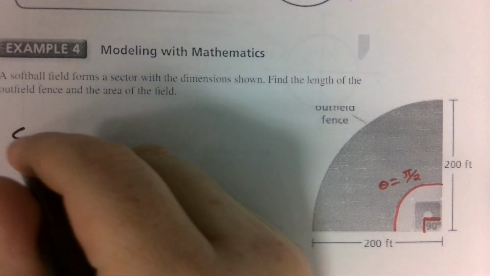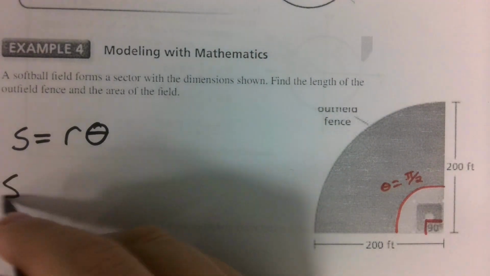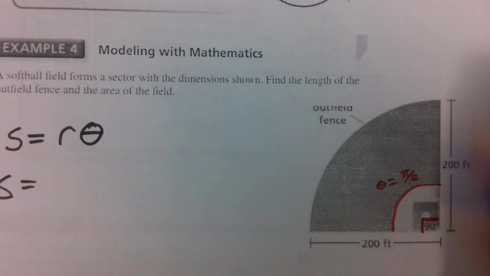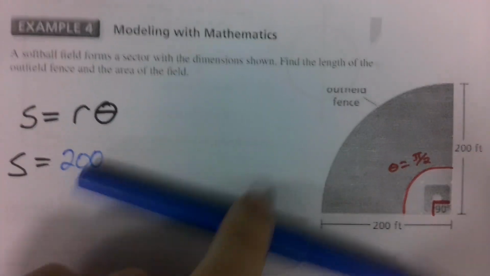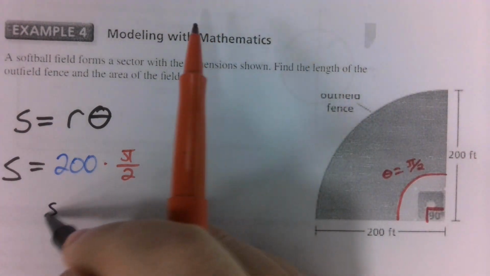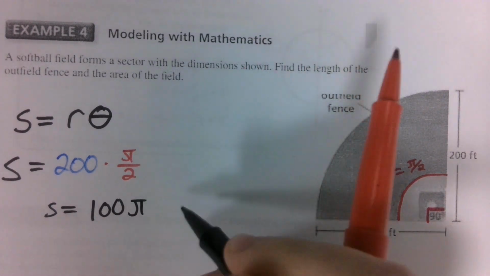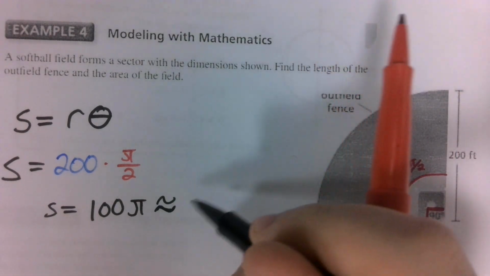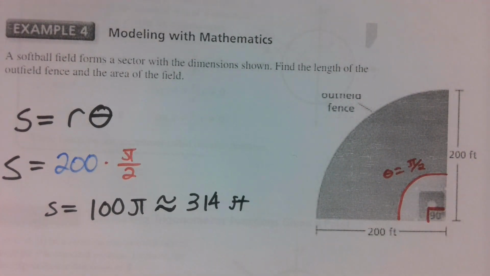We know the formula for arc length is S equals R times theta. Well, we know our theta now, it's pi over 2, and we know our radius. The field is 200 feet across. So it's just 200 times pi over 2. The arc length is going to equal 200 pi over 2, which is 100 pi. That means, in total, the outfield fence is made up of about 314 feet of fence, because pi is 3.14.